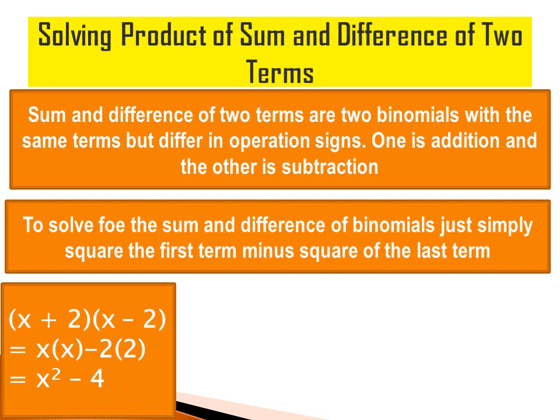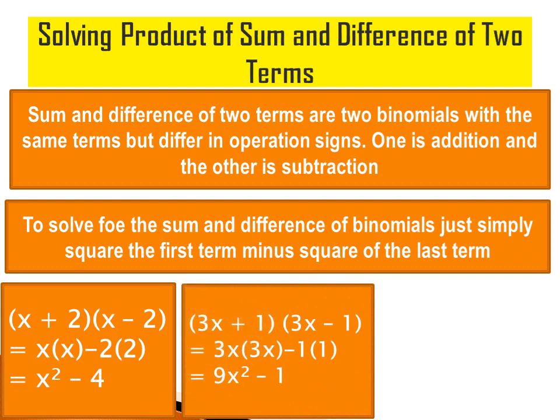First, square the first term, which is x times x, that is x squared. Second, minus the square of the last term, which is 2 times 2, that is 4. So the answer is x squared minus 4. Another example, we have the quantity of 3x plus 1 times the quantity of 3x minus 1. First, square the first term, which is 3x times 3x, we have 9x squared. Then square the last term, 1 times negative 1, that is negative 1. So the answer is 9x squared minus 1.